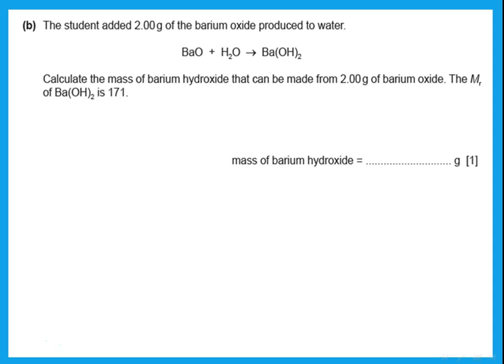Okay, the student added 2 grams of barium oxide produced to water. Calculate the mass of barium hydroxide that can be made from 2 grams of barium oxide.